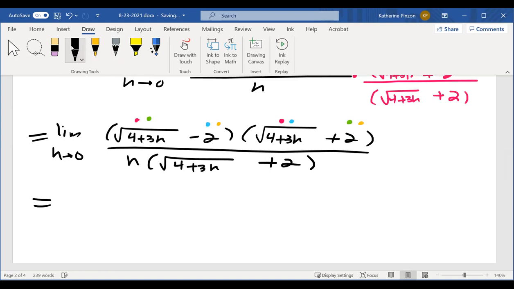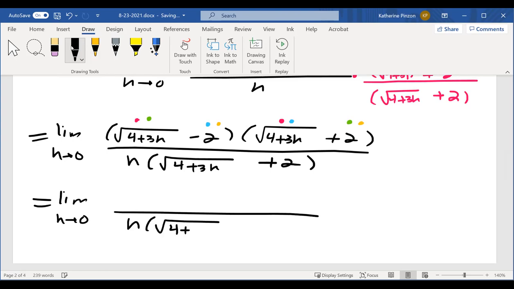When I do the pink ones, square root of 4 plus 3h times square root of 4 plus 3h, what do you get? 4 plus 3h, good. When I do the pink ones, I get 4 plus 3h. Okay, now I'm going to do the green ones. I have square root of 4 plus 3h times 2. So that's going to be 2 square roots of 4 plus 3h.